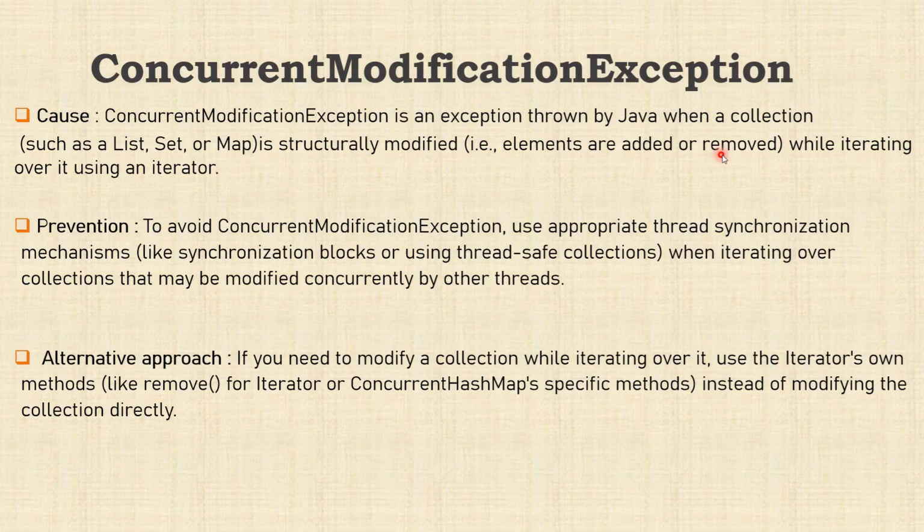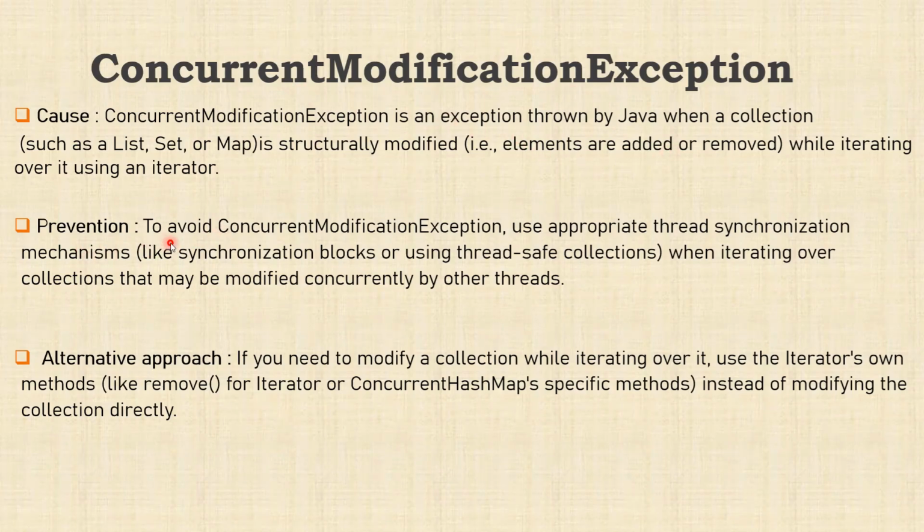So you are trying to iterate. You have a map, list, or set, a list of objects inside a set, or in a map. You are trying to iterate, and at the time of iterating you are also trying to remove or add in that collection. In that scenario, you will get the concurrent modification exception.